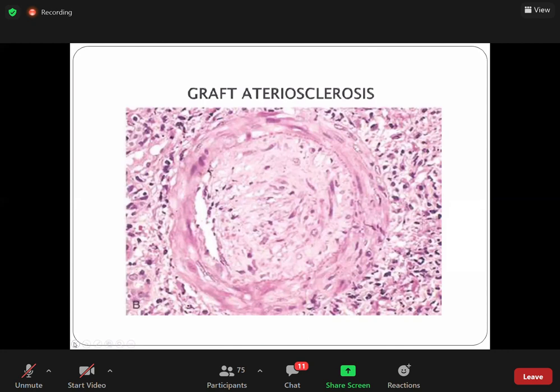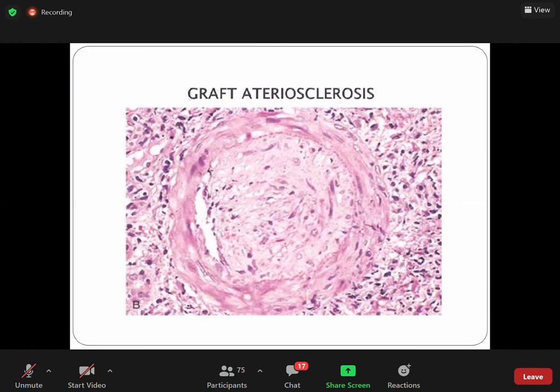To prevent this type of rejection, you know, many transplants succeed and few of them are rejected. So what is the procedure? Very good is immunosuppression drugs. We give the immunosuppressive drug to the transplant patient to prevent the rejection.